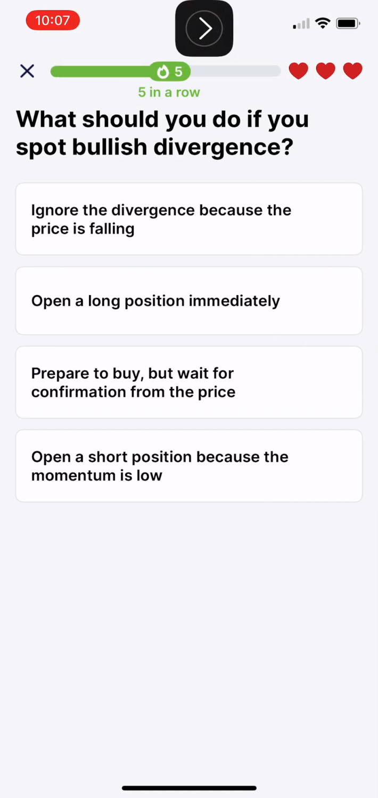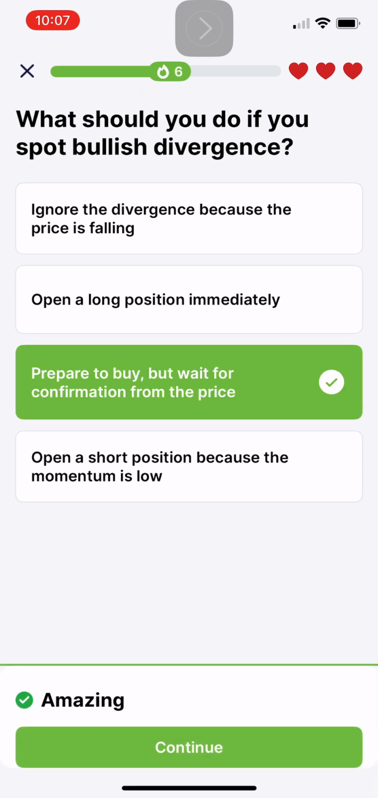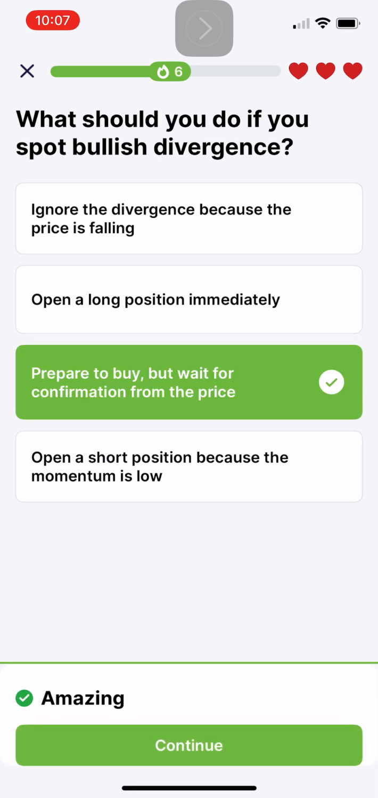Five in a row. What should you do if you spot bullish divergence? Ignore the divergence because the price is falling. Open a long position immediately. Prepare to buy, but wait for confirmation from the price. Open a short position because the momentum is low. Amazing.